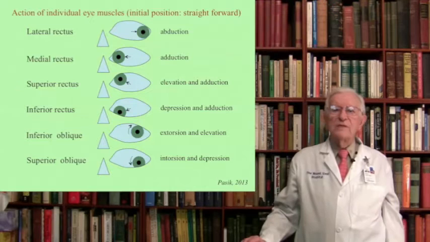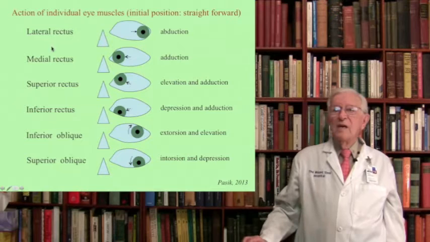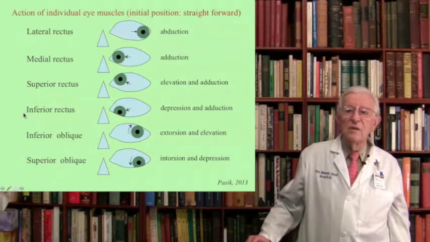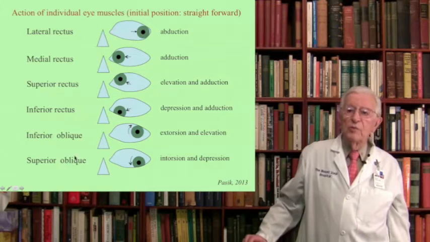As you know, the lateral rectus is innervated by the sixth nerve. All the recti muscles, and the inferior oblique also, are innervated by the third nerve. And finally, the superior oblique is innervated by the fourth nerve.